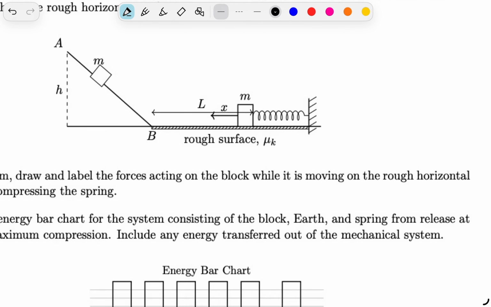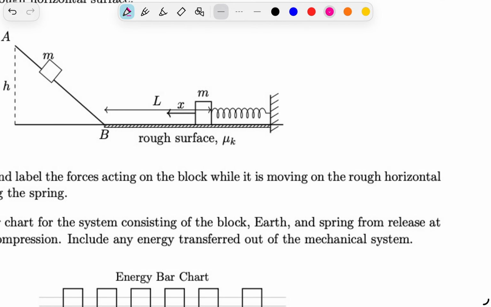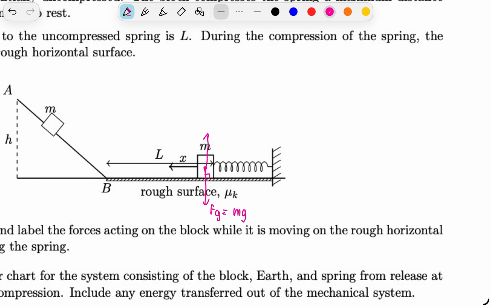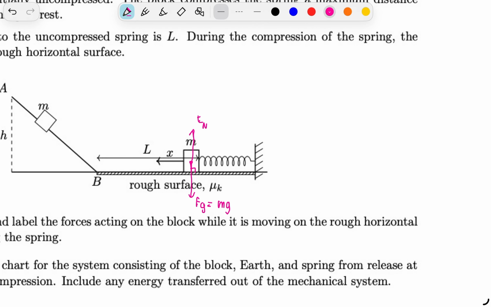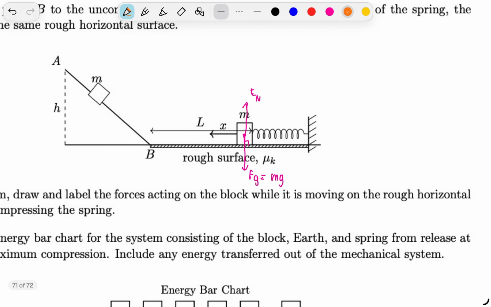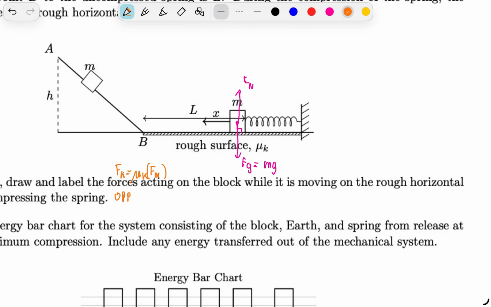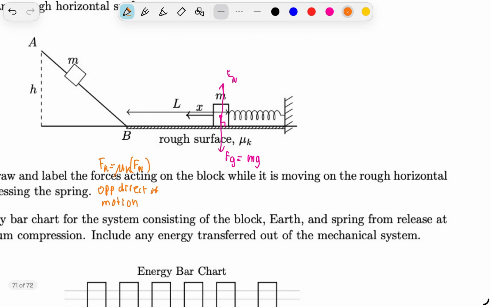So when we are down here, which means we're on that rough surface, we're going to have a force of gravity acting at its center of mass, which is pulling down, equal to the mass times the gravitational acceleration. You're going to have a normal force that's acting upward, equal to Fn. And you're also going to have a force of kinetic friction, because you're going to be moving, and this is going to be equal to mu k, your coefficient, times the normal force that you are currently receiving. So this is going to be opposite your direction of motion, because friction always is going to do negative work and take away energy from our system.